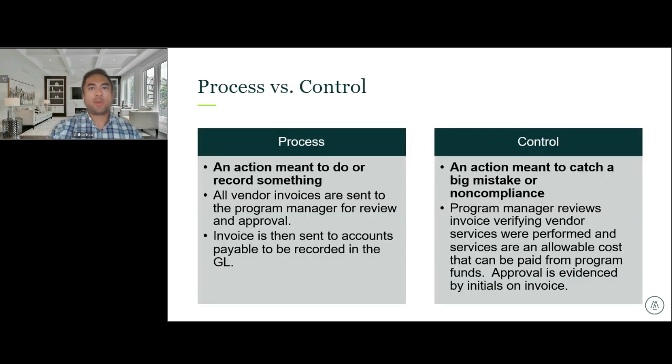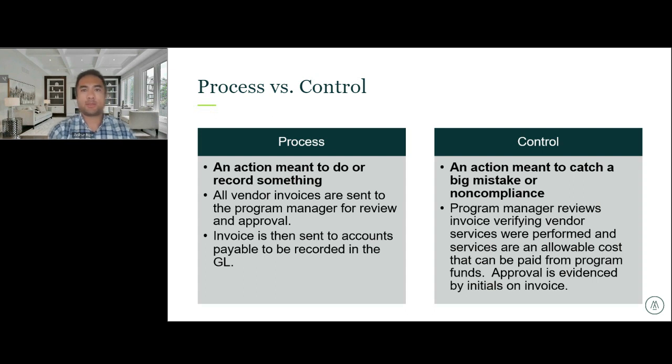On this next slide, we talk about process versus controls. Understanding the difference between a process and a control is very important to address risk and help your organization reduce the risk of non-compliance. A process is an action meant to process or record something. The examples that we provide are, first, all vendor invoices are sent to the program manager for review and approval. This is just a process because the invoices are just being sent to the manager for review and approval. The other example is invoices are sent to accounts payable to be recorded in the GL. So these are just processes.